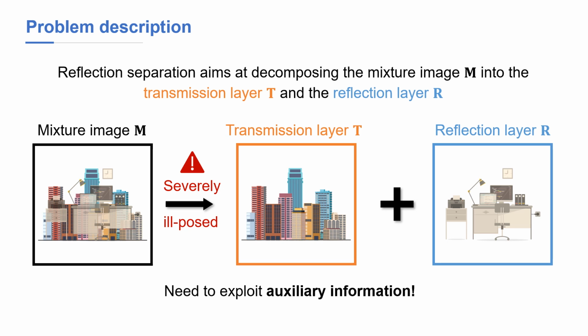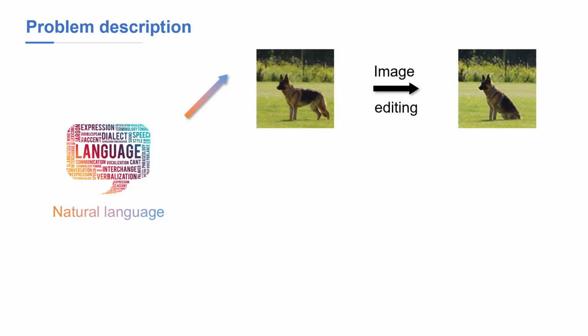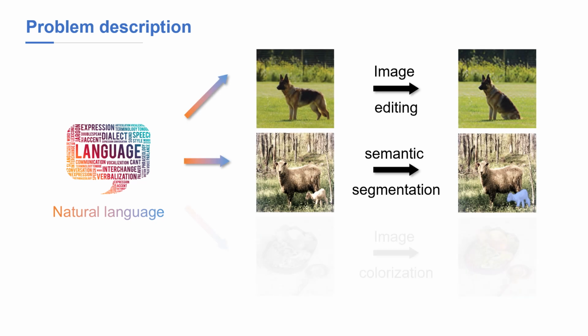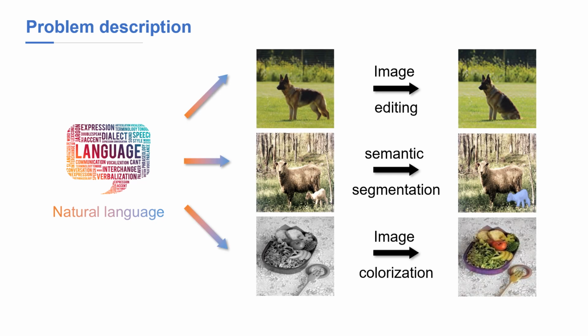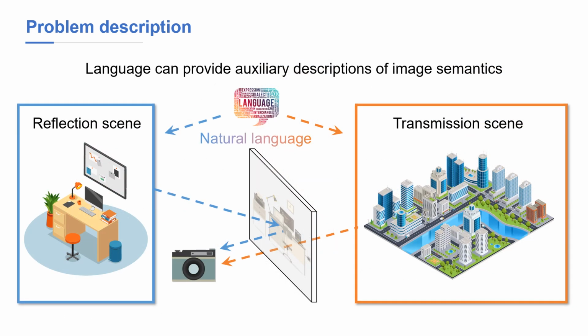two components. Recently, language descriptions have shown their effectiveness in providing content information for vision tasks such as image editing, semantic segmentation, and image colorization, which inspires us to think about, can we leverage the language descriptions to facilitate the reflection separation problem? The answer is affirmative.